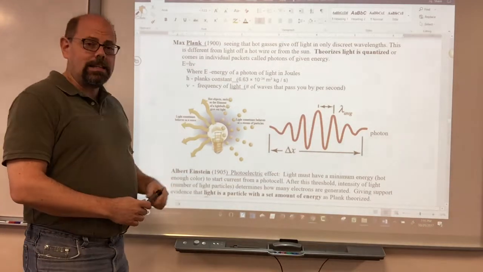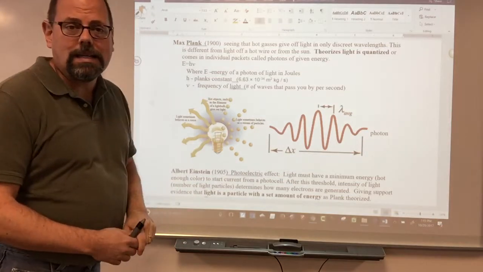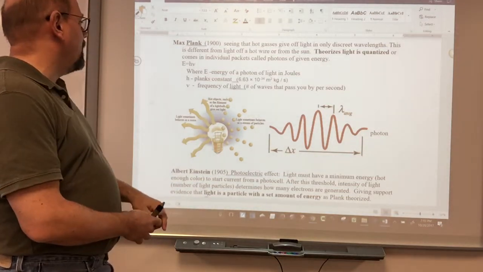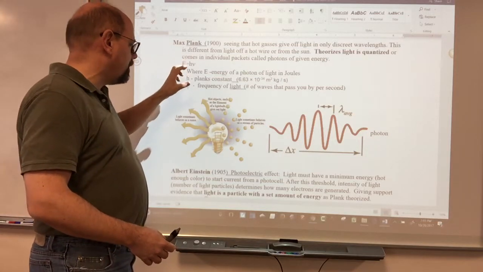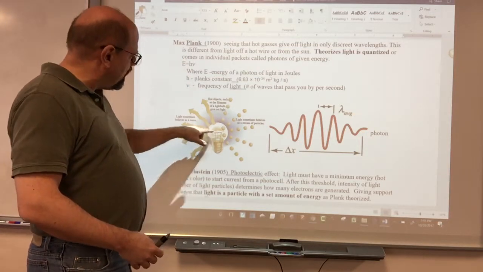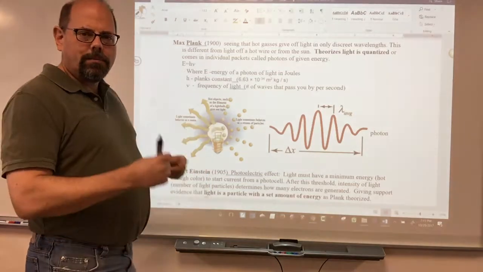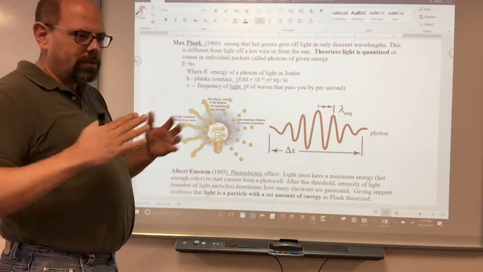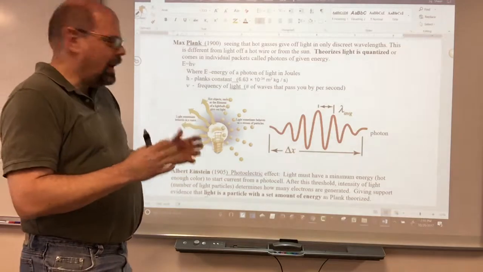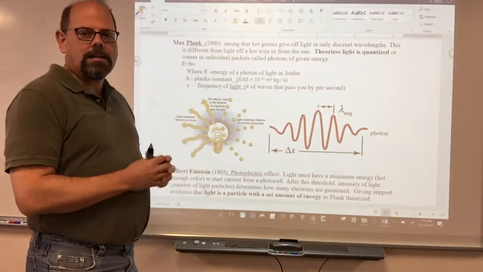Going back to the light issue, Max Planck was trying to study these same things. He was a German scientist in 1900 when he first discovered or tried to define this, is that he said, yes, if I take light off of a hot light bulb, something that's really hot, or the sun that's got a real condensed atmosphere, something where all the atoms are really touching but it's really hot, they'll give off every color possible.